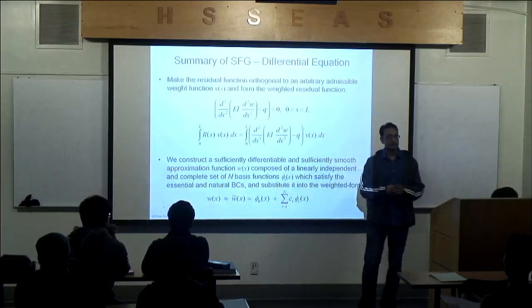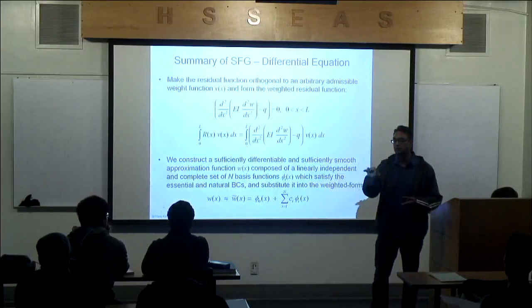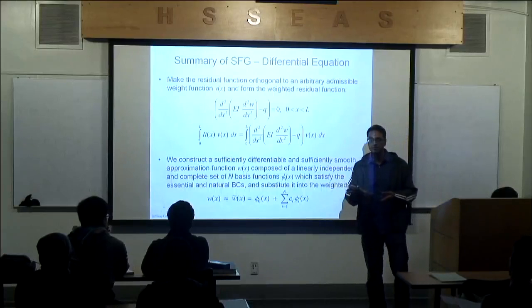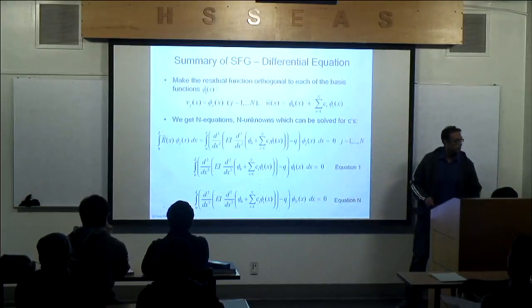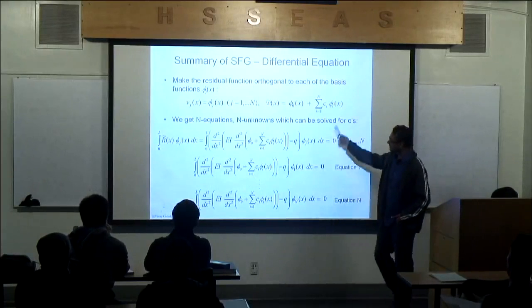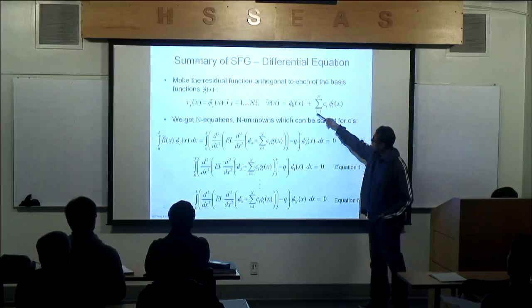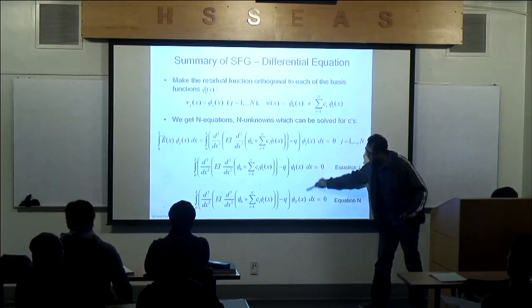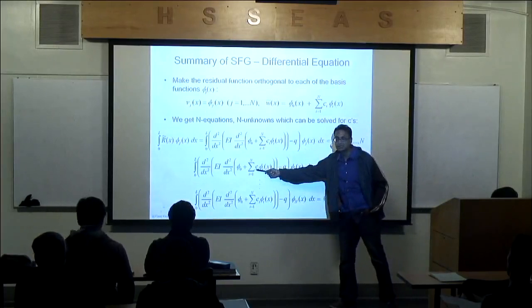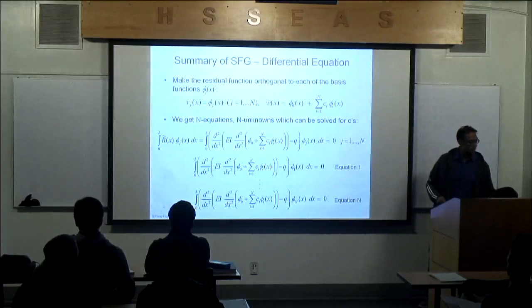Phi sub 0's only purpose in life is to satisfy the non-homogeneous form of the essential and natural boundary conditions. So we went through this example, we substituted that in, and then for the weight function we selected phi1 up to phi n. We have n equations and n c's, so we solve for c1, c2 through cn. That was the idea there.